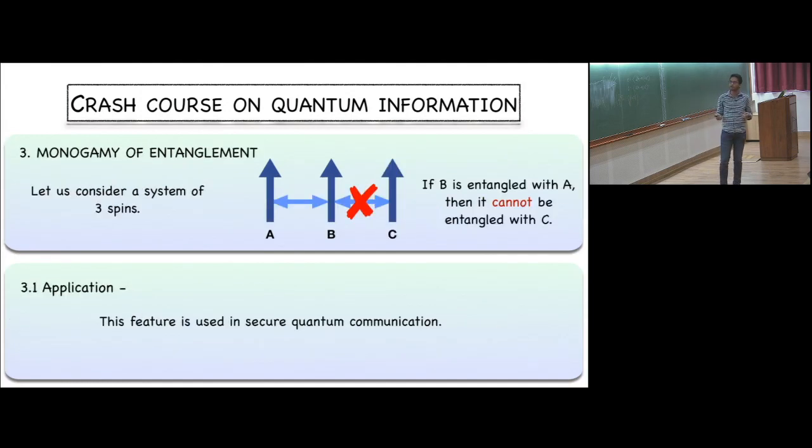The third thing I want you to keep in mind is the notion of monogamy of entanglement, which is the notion that if we take three separate systems, A, B, and C, then any system, for example B, cannot be simultaneously entangled with A as well as C. This, for example, is used in secure quantum communication. So just keep these three things in mind when we build up the paradox.